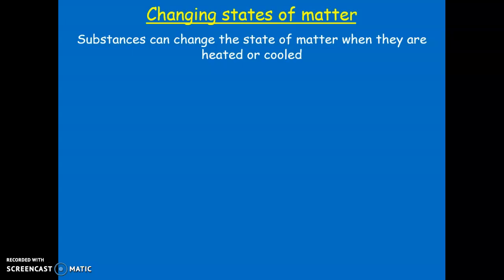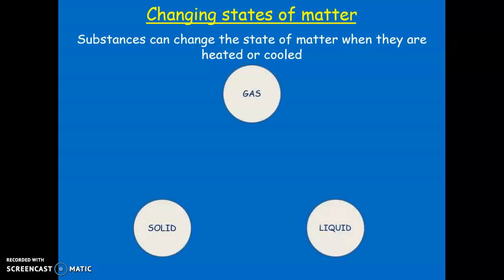If we leave it out in the sun, it might begin to evaporate away. If we put it in a kettle, it might begin to boil. And these are what we call changing the states of matter. Substances change state when they are heated or cooled. So here are the three states of matter once more: gases, liquids, and solids. And I'm going to show you a diagram that shows how they change state, or what they change into, and the names of those changes of state.